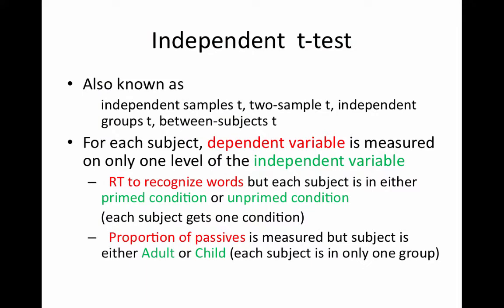Independent t-tests, also known as independent samples t, two sample t, independent groups t, between subject t. For each subject, the dependent variable is measured on only one level of the independent variable. Response time to recognize words, but each subject is in either the primed condition or the unprimed condition. Each subject gets one condition. The proportion of passives is measured, but the subject is either the adult or child. Each subject is in only one group.